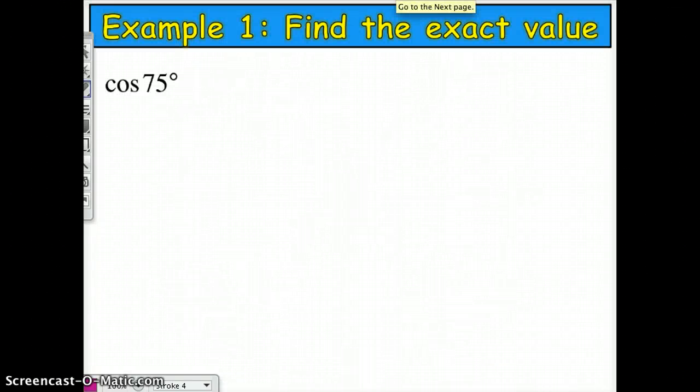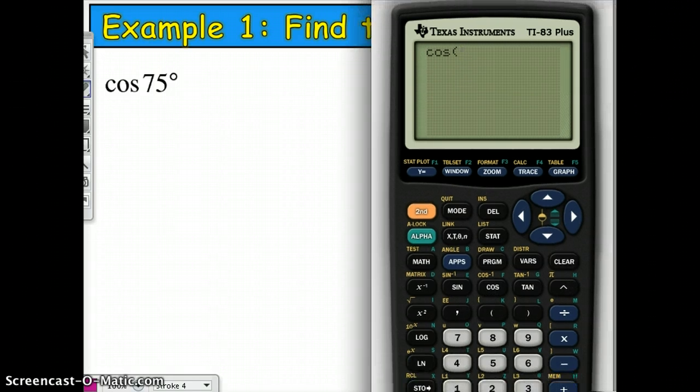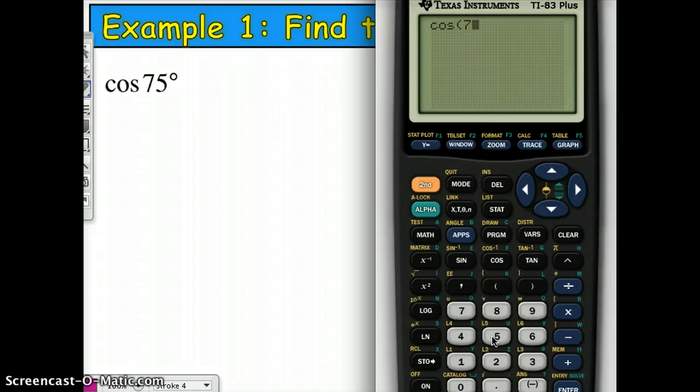My first example, I want to find the exact value of cosine 75. So I want to point out that exact value is not a decimal. So simply typing in cosine of 75 into your calculator, and I am in degree mode, I already checked, that gives you a decimal. That decimal is not an exact value. You can see it keeps going. It's not a terminating decimal.